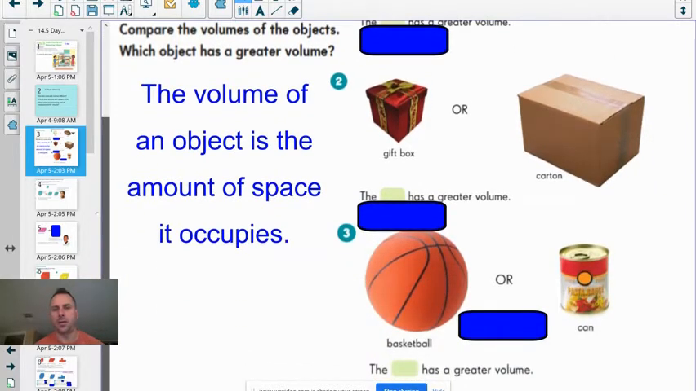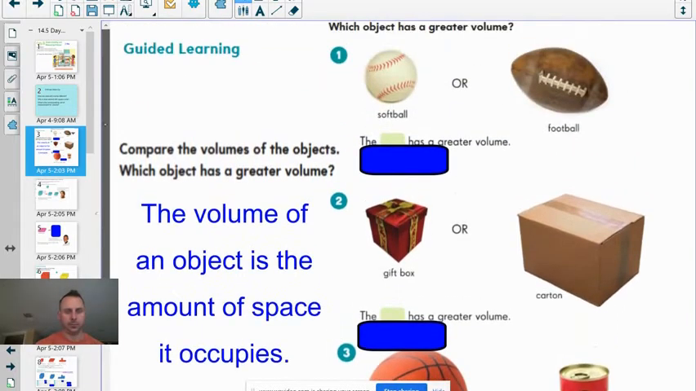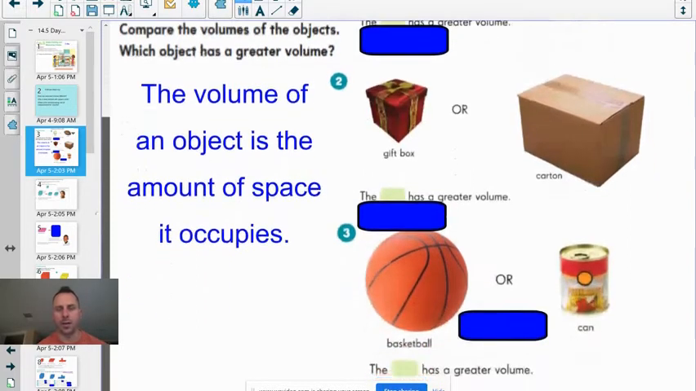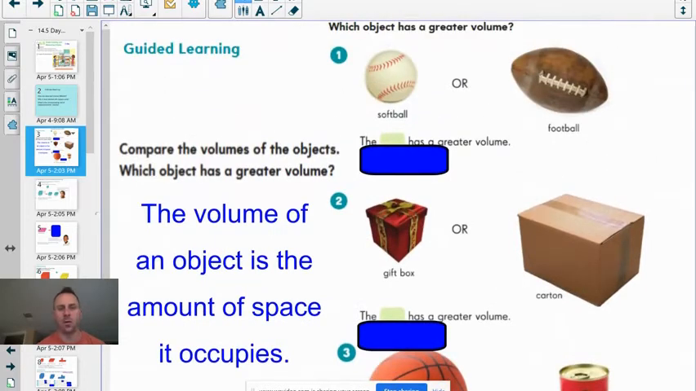In scenario one, you've got the baseball or the football. Second one, you've got a gift box or a carton. And then the third one, you have a basketball or a can of soup. And the teacher clue here is the volume of an object is the amount of space it occupies. So the amount of space inside. In this case, the first one, the football is filled with air. The softball, rather, it's got like a rubber core, and then it's got string like a twine going around and around.